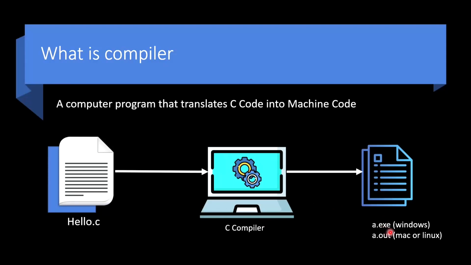And when we use a Windows machine, it produces an a.exe file, and when we use Mac or Linux, it produces an a.out type file. Okay, so this is the work of the compiler.